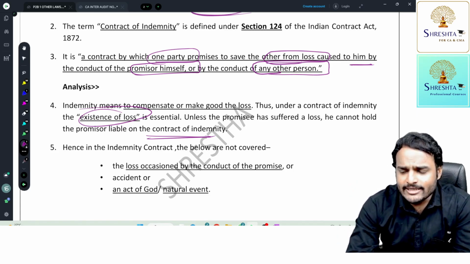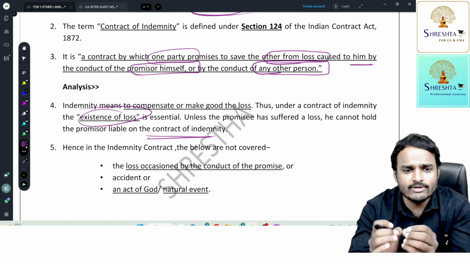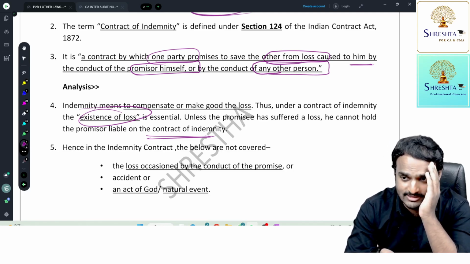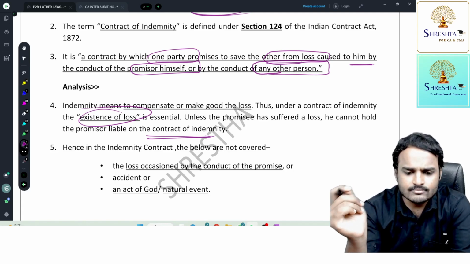Sir, all insurance contracts are indemnity contracts, sir. Right away, your answer is wrong. Insurance contracts are not indemnity contracts. Why? I'll tell you one example.